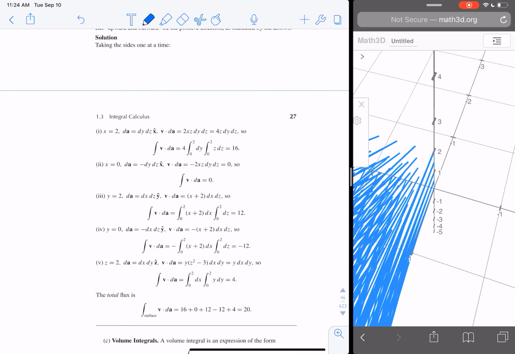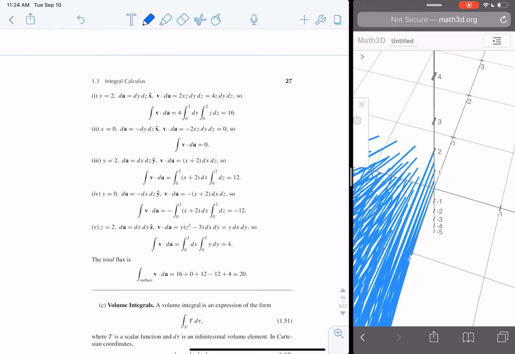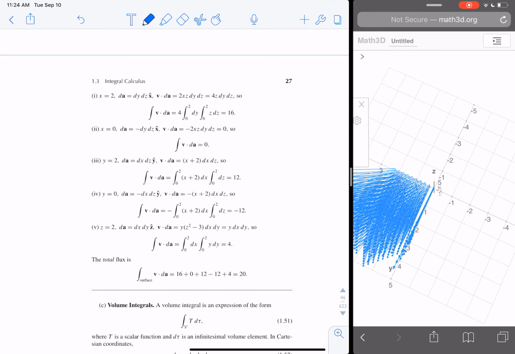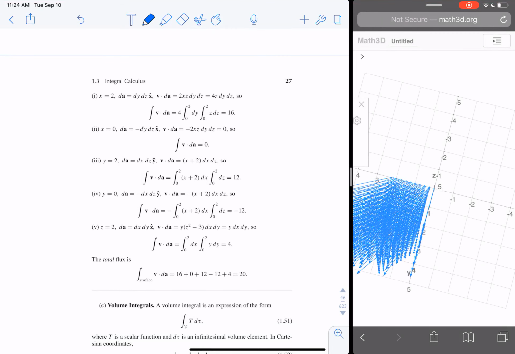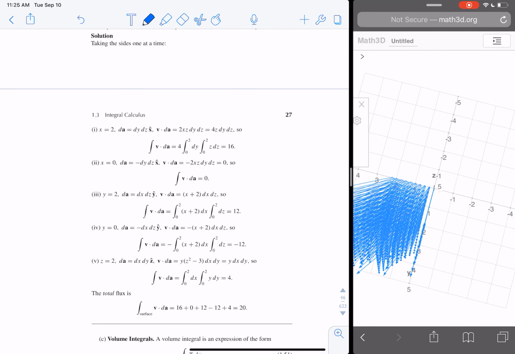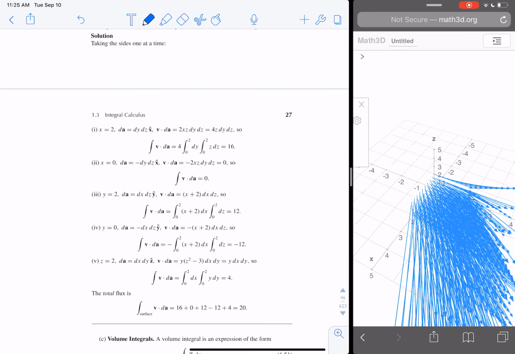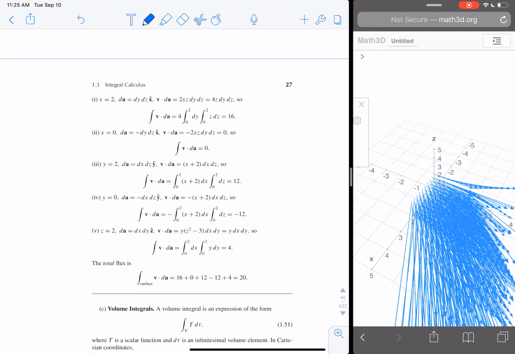Y equals 2 for the third face, so this face coming out that way. Just do that integral, you get 12. So you can see in the positive y direction, you get a huge amount of flow. In face 4, it's the same amount but negative, right? Going out through this surface is positive 12, out the other surface is negative 12, because it's going into the surface. If the flow goes into a surface like this, that's negative. If it's coming out of it, then it's positive.